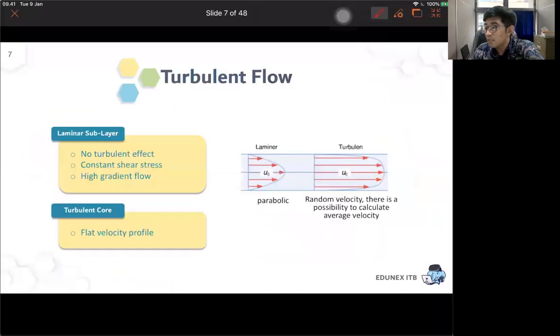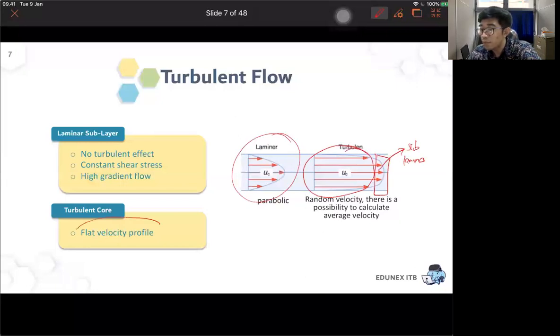Okay. Now, how about the turbulent? This one, so if this is the normal ideal laminar, but the turbulent, actually there will be random pattern. Yeah, the one that I have shown you in the previous slide. But for example, if the turbulence, you can see there's some part, this is the example of the turbulent flow. Some part, this one is called sublaminar. This one is the turbulent. So for the turbulent, you will have flat velocity profile.